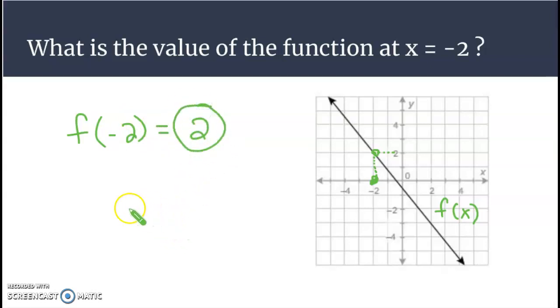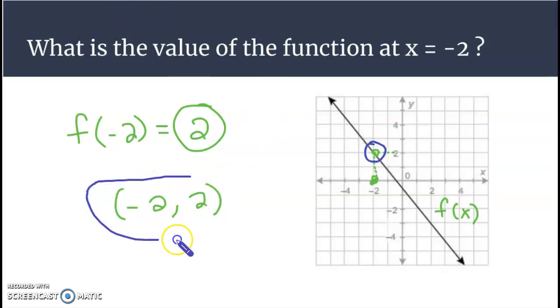And once again, as we showed on the previous problem, you can think of it sort of as coordinates -2, 2. And that's what we see right here, this coordinate right here, -2, 2. But the actual value of the function that we're looking for is 2. Next, we're going to talk about something called the vertical line test.